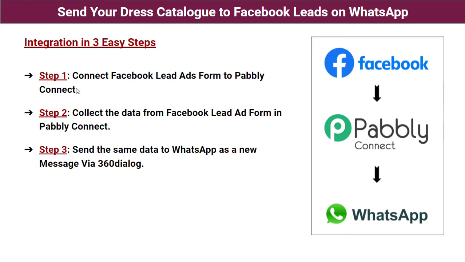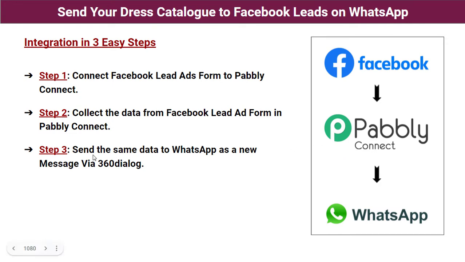So step 1 is connect Facebook lead ad form to Pabbly Connect. Okay, so for this, first we need to log in to Pabbly Connect. Then we need to connect our Facebook lead ad form account with Pabbly Connect. Then in the second step, we have to collect the data from the Facebook lead ad form in Pabbly Connect. Now as we have connected our form with Pabbly Connect, we have to capture the same data into Pabbly Connect. For example, if we fill and submit our Facebook lead ad form, the same details are going to get captured here in Pabbly Connect.